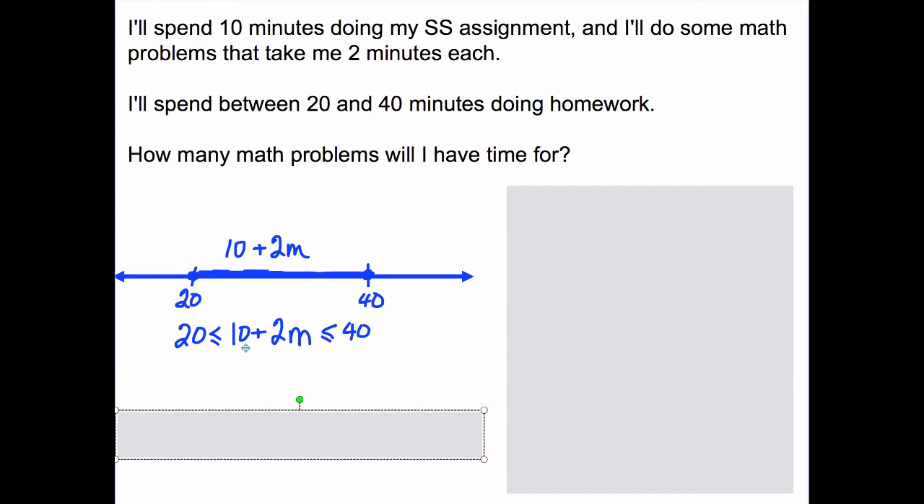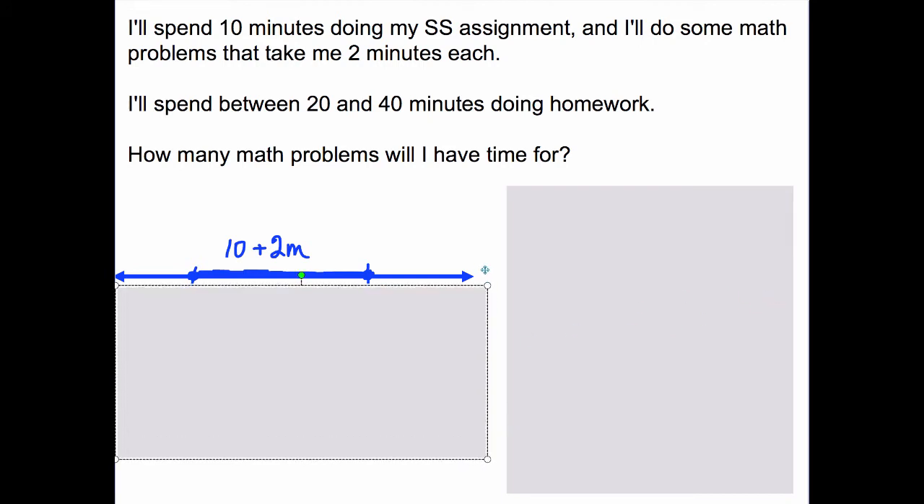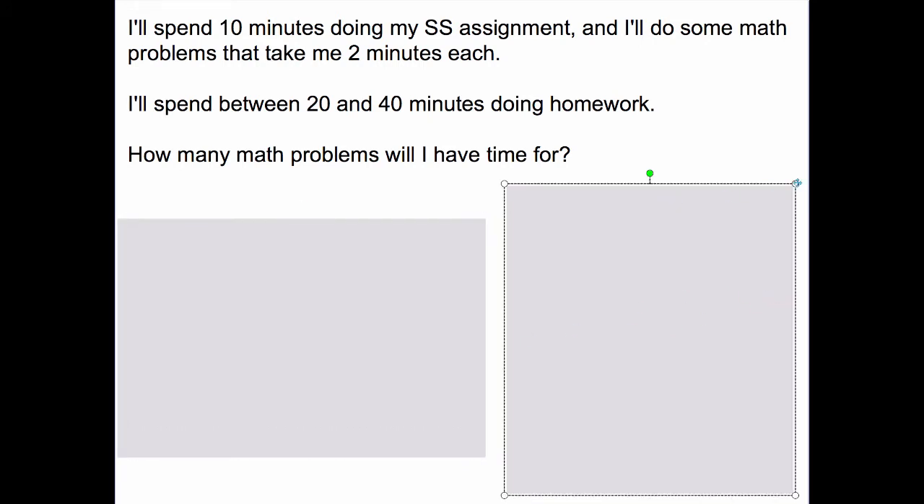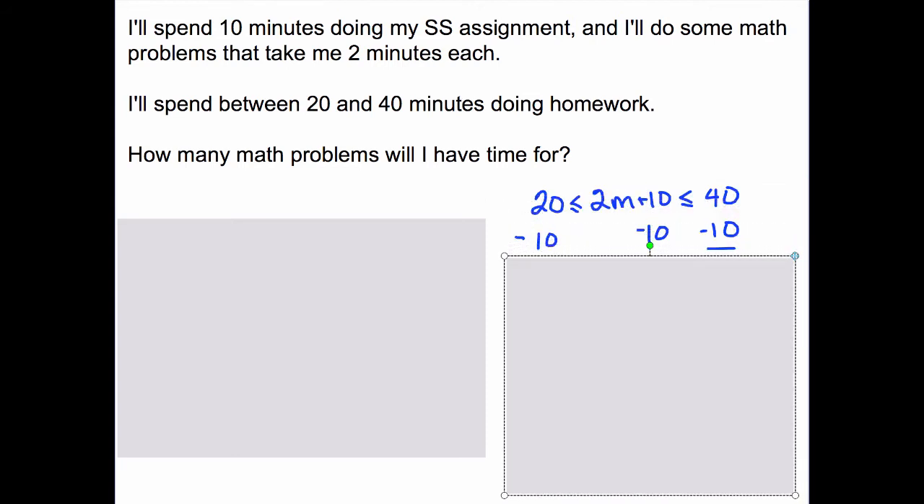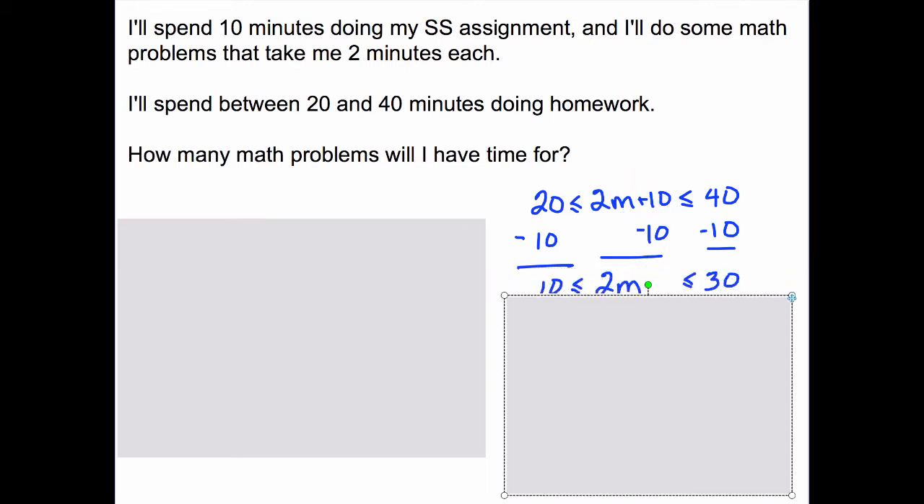20 is less than or equal to 10 plus 2m, which is less than or equal to 40. Now, here's what the solution looks like. First, we'll subtract 10 from each side, but this really has 3 sides. So we have to subtract 10 from each of these in an effort to isolate the m in the center. On the left, we get 20 minus 10 is 10, 2m plus 10 minus 10 is 2m, and 40 minus 10 is 30.